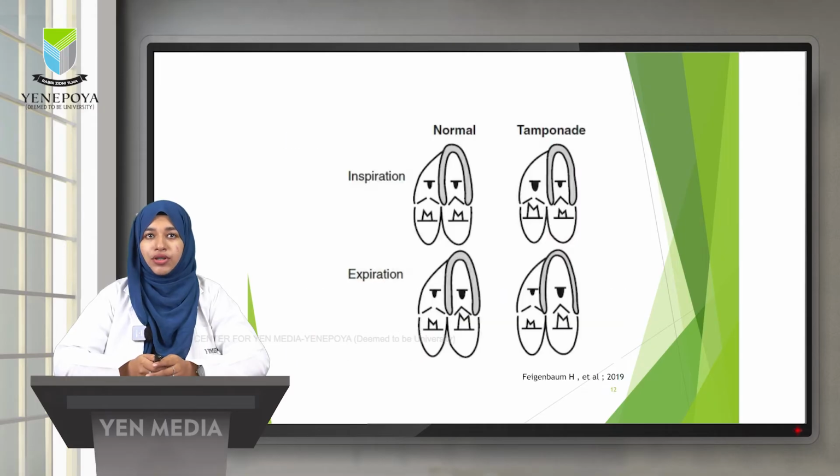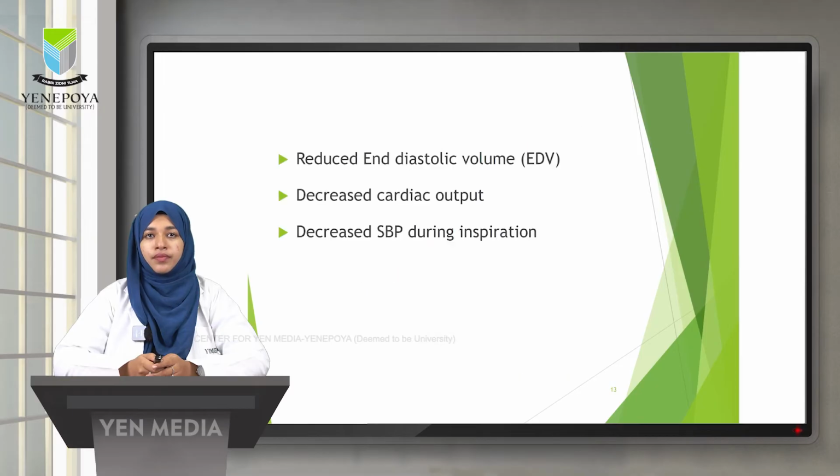Now the same thing in this picture. As you can see in inspiration, in the second diagram on the right-hand side, in tamponade condition your IVS is bulging towards your LV, and on expiration your IVS is bulging towards your RV. So this was the pathophysiology. Next, there will be a reduction in end diastolic volume, that is your EDV. There will be decreased cardiac output, and there will be decreased systolic blood pressure during inspiration.